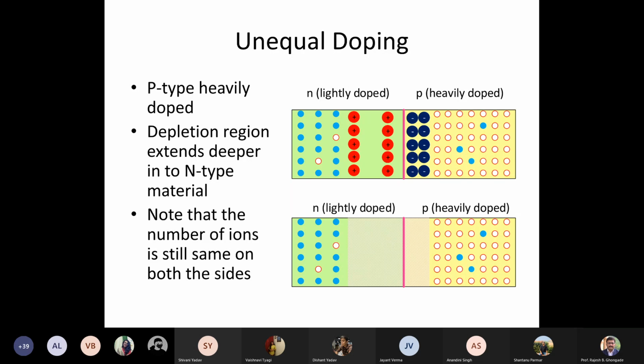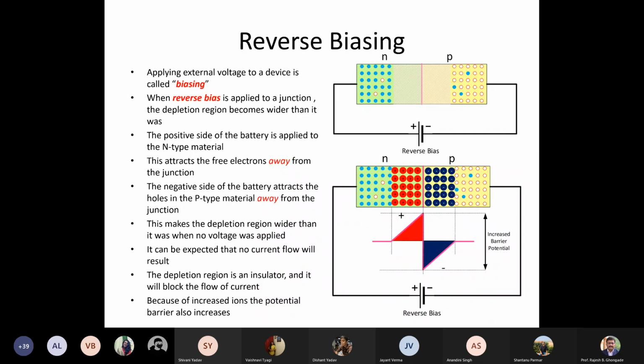So this is basically what happens in case of unequal doping. But we'll not complicate the matter. We'll just keep the doping equal and try to understand what we mean by reverse biasing. What we mean by reverse biasing is that we apply a potential in such a way that it expands the depletion region. Means what? Means if I connect a battery with the positive terminal to the N type and the negative terminal to the P type, now let us see what happens.